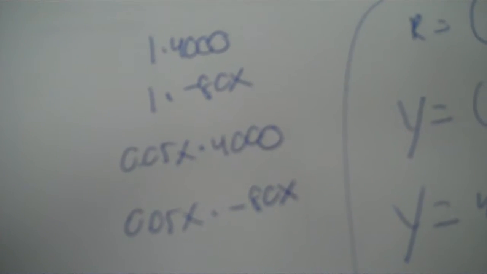Okay, so we got 1 times 4,000. We've got 1 times negative 80x. We've got 0.05x times 4,000. And we've got 0.05x times negative 80x. Okay, so that's 4,000 plus negative 80x. 0.05 times 4,000 is 200x. And that times that is going to be negative 4x to the second power.